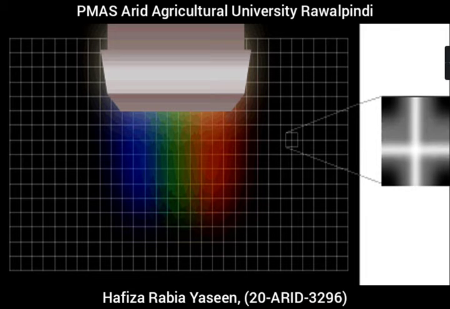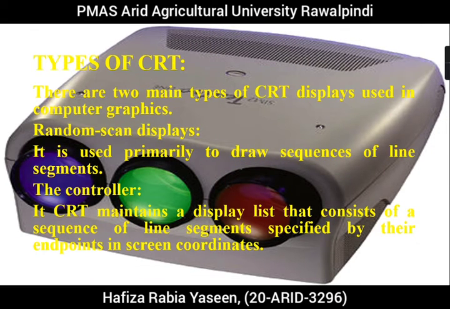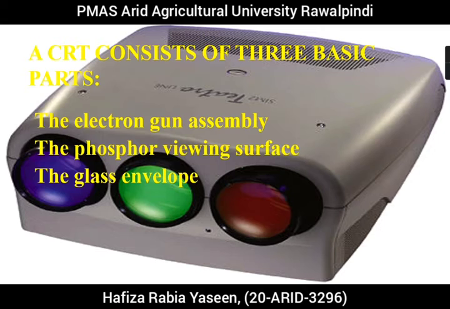Here you will see a small view of a CRT projector. Types of CRT. There are 2 main types of CRT displays used in computer graphics: random scan display and the raster scan display. Random scan display is used primarily to draw a sequence of line segments. In the controller, its CRT maintains a display list that consists of a sequence of line segments specified by their endpoints in screen coordinates. A CRT consists of 3 basic parts: the electron gun assembly, the phosphor viewing surface, and the glass envelope.